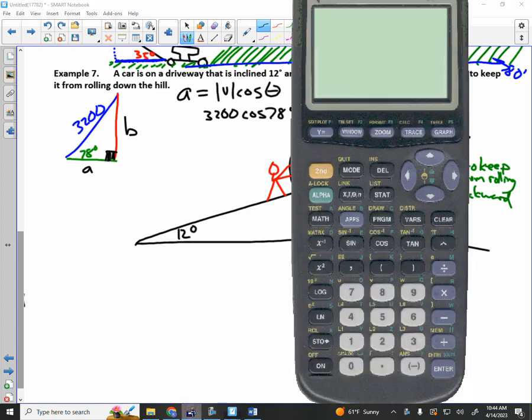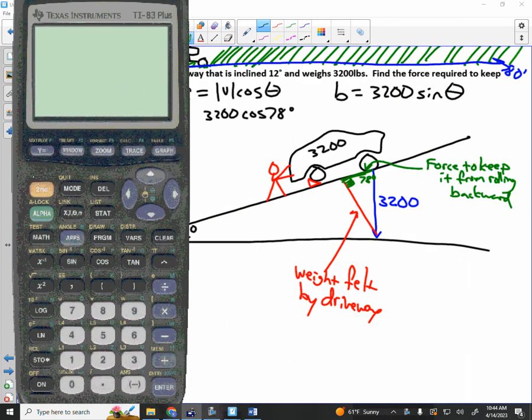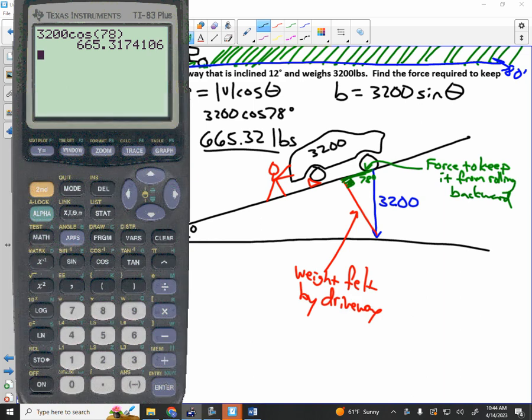So we take out our calculator, we turn it on, and we type in 3,200 times the cosine of 78, and we find out that Paige would have to exert 665.32 pounds of force in order to keep it from moving down the driveway. Paige is strong. Is she that strong? Probably not. She would try to push, it would start to topple her over, and then she would be lying sideways underneath the wheel, and maybe at that point it would stop it, right?